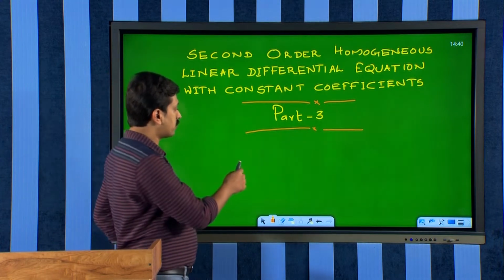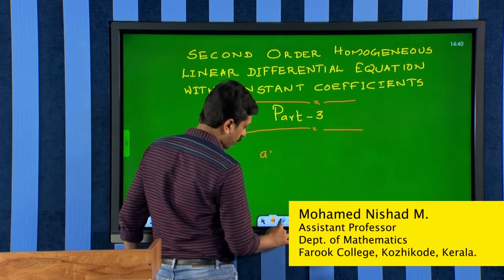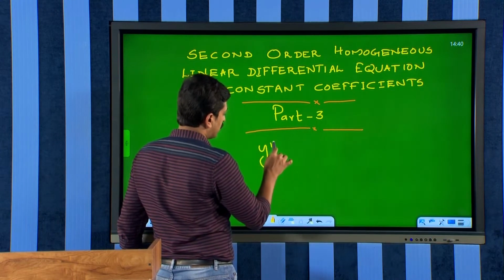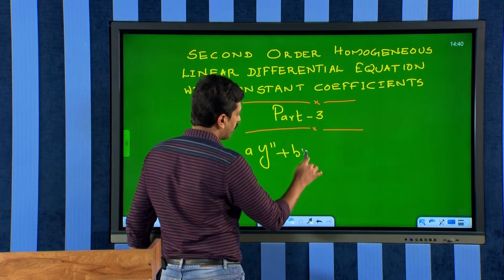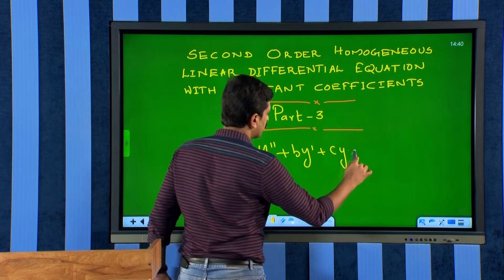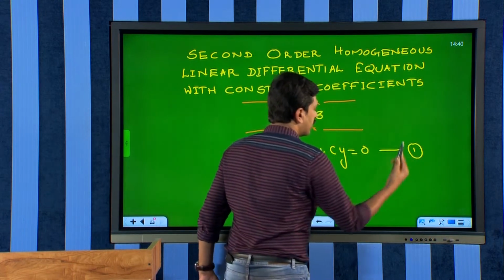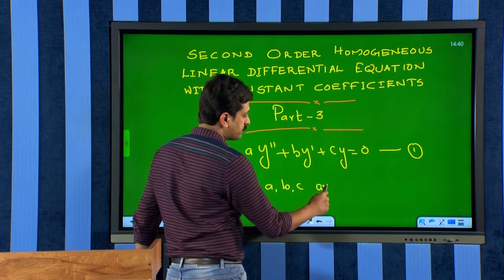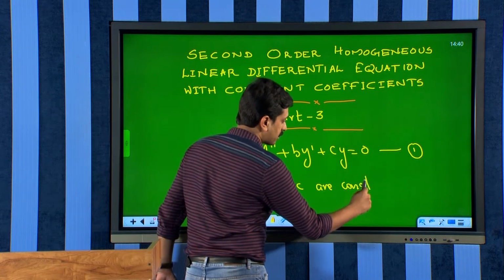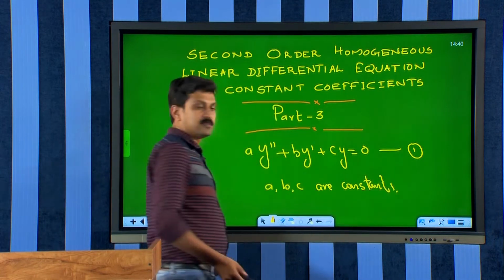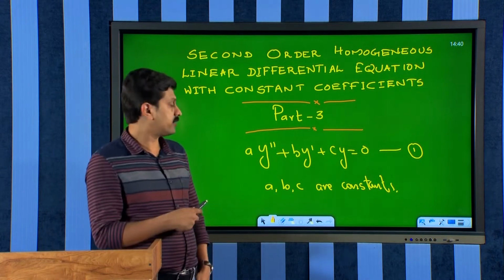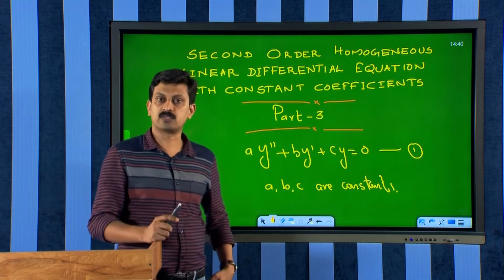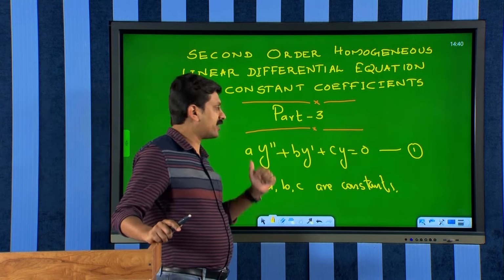We already discussed the general form of the second order linear homogeneous differential equation as y double dash plus a y dash plus b y equal to 0. This is our differential equation. Here a, b, c are constant values. We discussed that y is equal to e raised to mx is a solution of this differential equation, and we found y dash and y double dash.